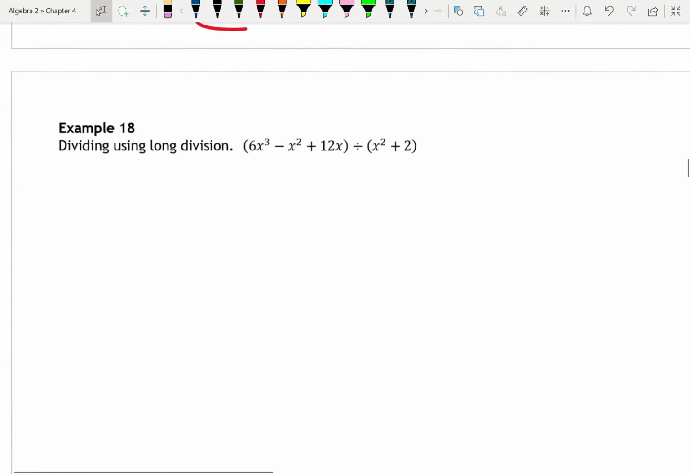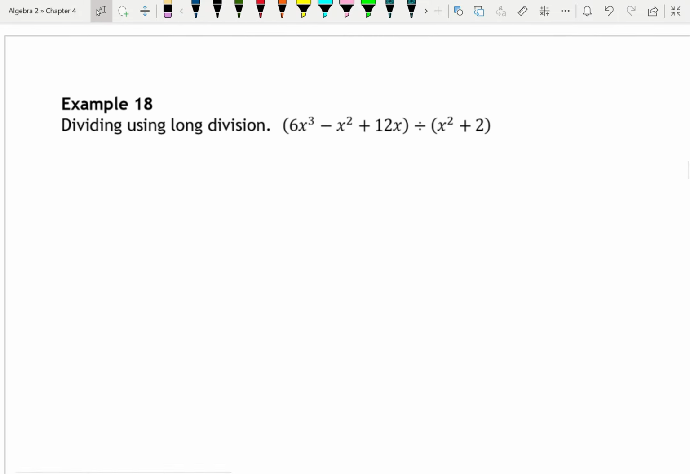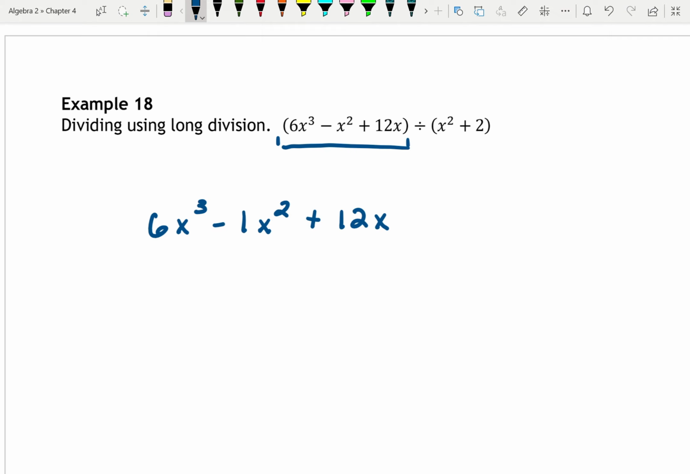Number 18, we're supposed to divide using long division again. So this piece here is going to go under my house. So we're going to have 6x cubed minus 1x squared plus 12x. And then we have to have our last term written, our constant term. We're just going to put plus 0.